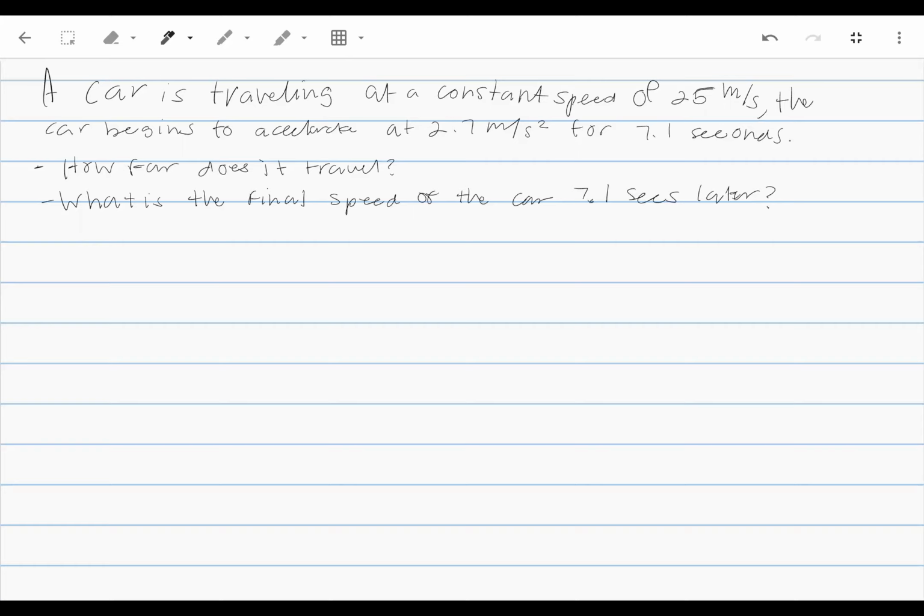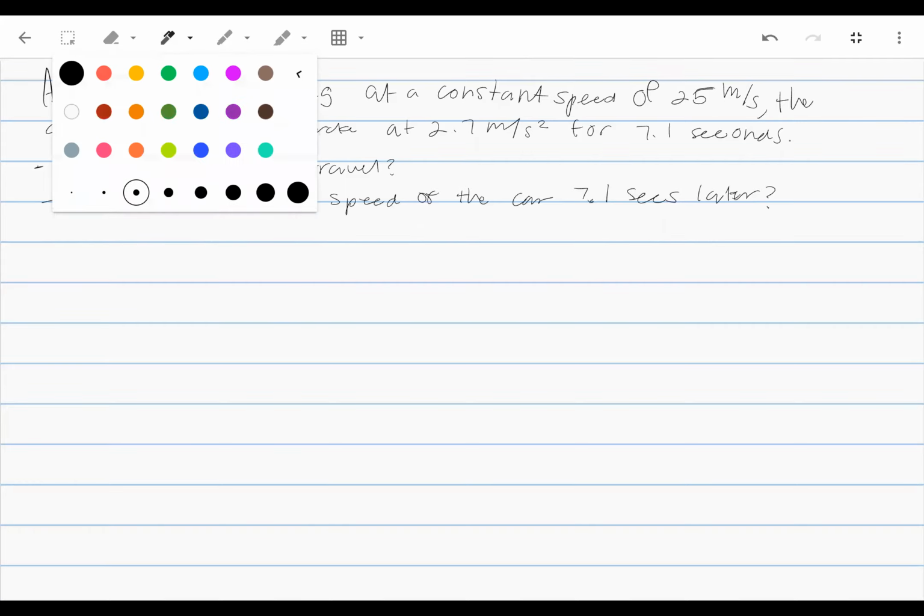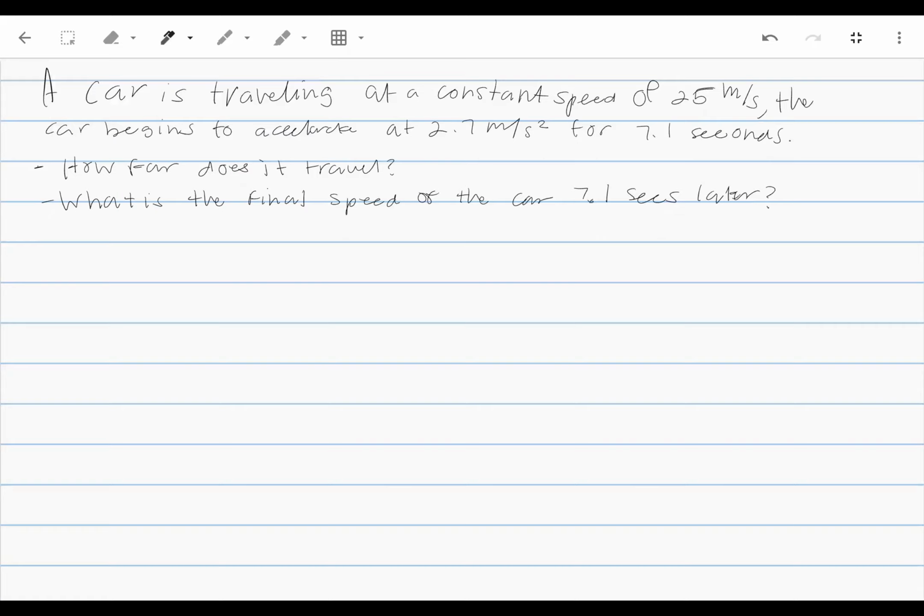7.1 seconds later. So again, remember, look back at the equations you know how to work with, or the equations you have not worked with, and you can either pause the video now and then come back and see, but I'll get into it.